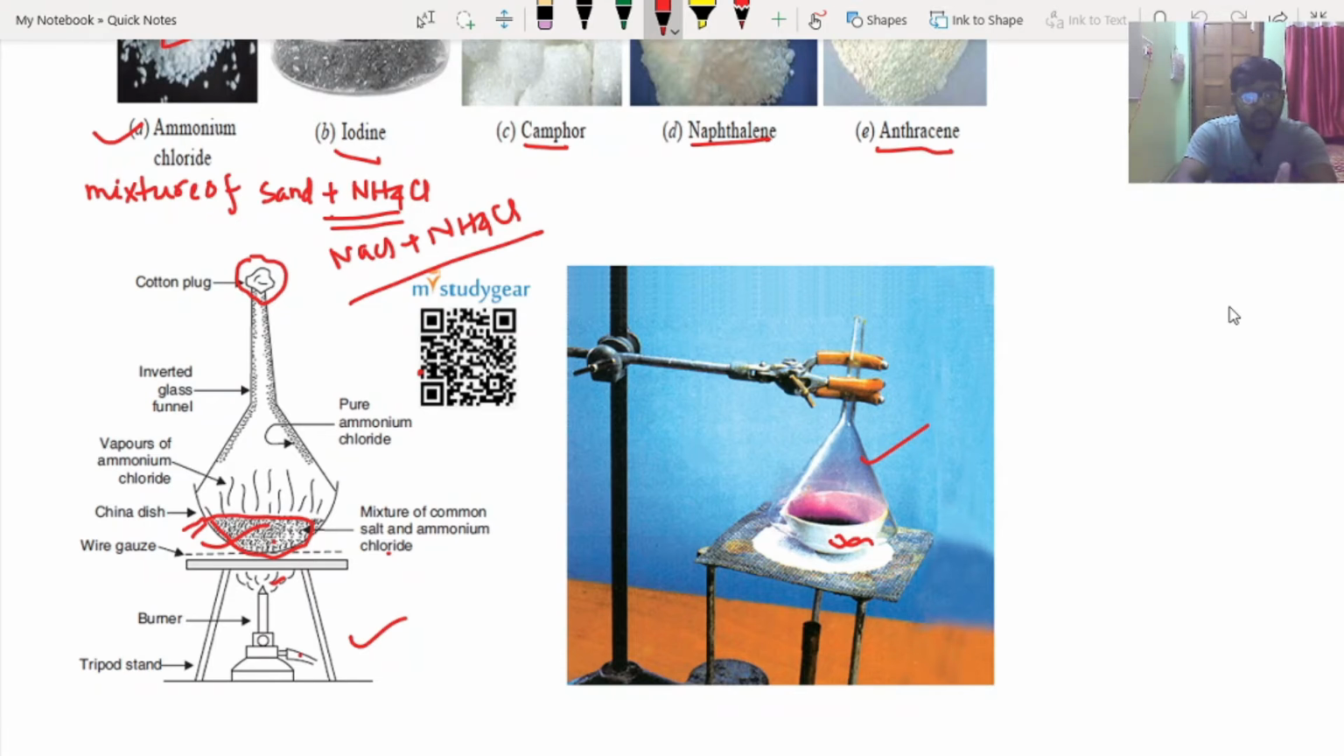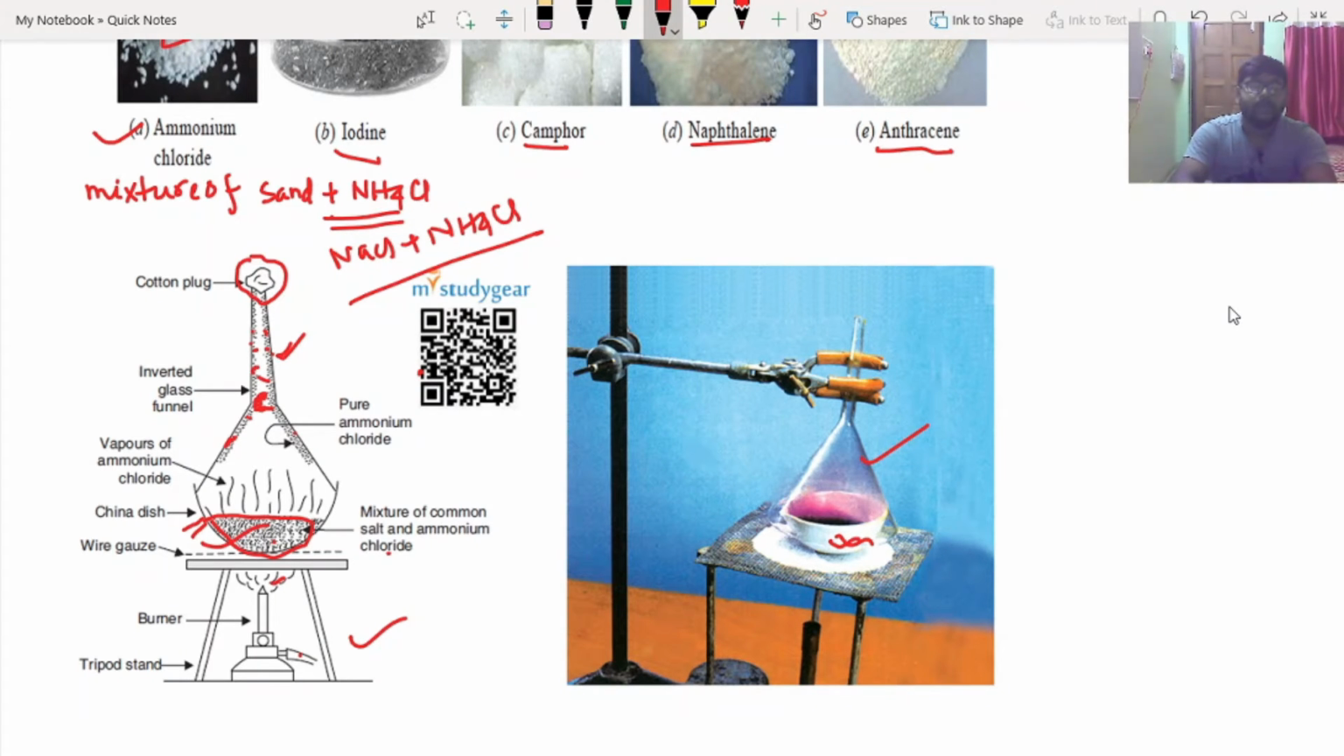And by the same process, what happens? This ammonium chloride, suppose, comes to this part. Now what is happening? Here the temperature is quite low. Here also the temperature is quite low. So the ammonium chloride solidifies once again. That means the ammonium chloride becomes solid, which we can find at the upper portion, which is a little bit colder compared to the lower portion of this particular setup.